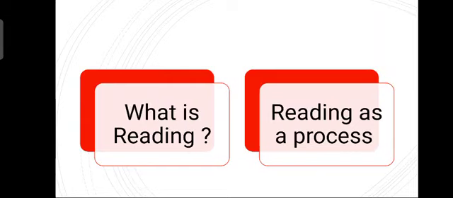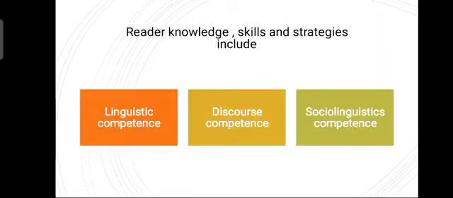Reading as a process. Reading is an interactive process that goes on between the reader and the text, resulting in comprehension. The text presents letters, words, sentences, and paragraphs that encode meanings. The reader uses knowledge, skills, and strategies to determine what that meaning is. Readers' knowledge, skills, and strategies include four things, sorry, not three.